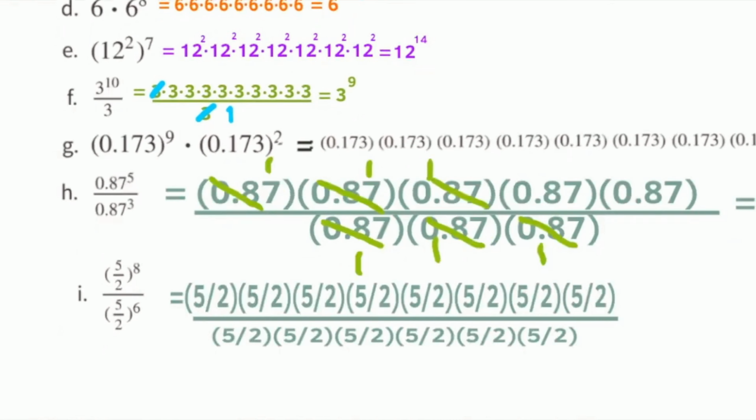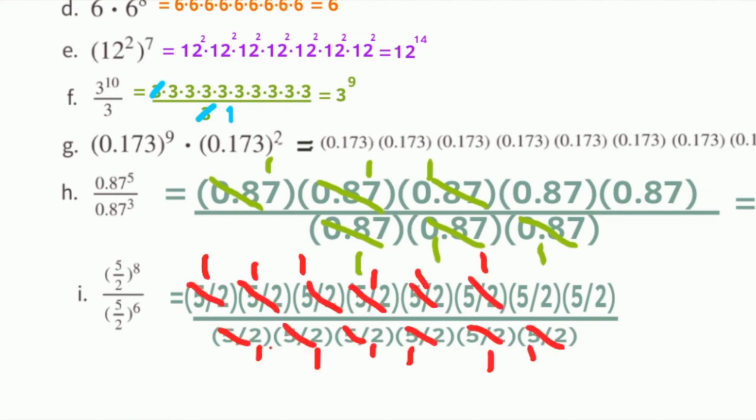I. 5 halves to the power of 8 divided by 5 halves to the power of 6. Cancel out all 6 from the bottom and cancel out 6 of the 8 on the top. That leaves 5 halves times 5 halves. Since that's over 1, it's the same as 5 halves to the power of 2 divided by 1, which is 5 halves to the power of 2.